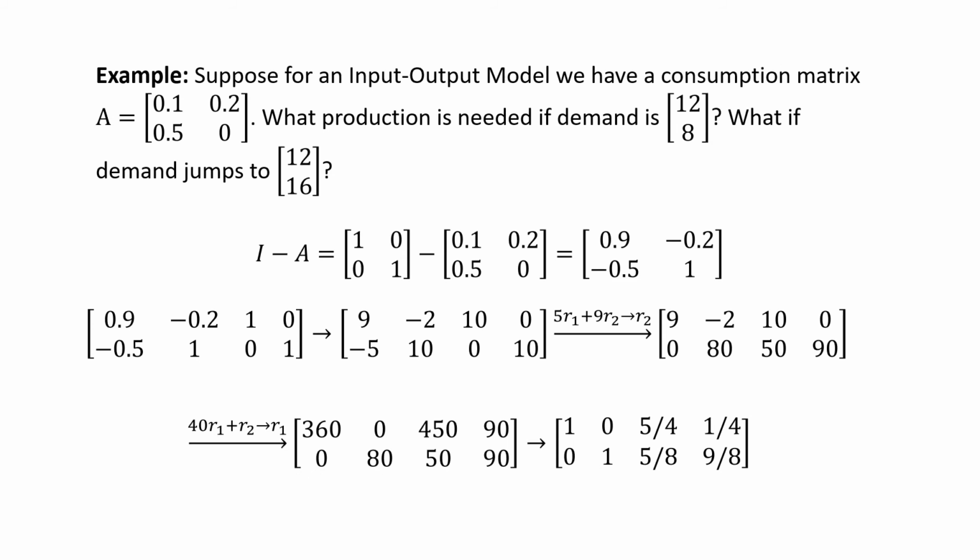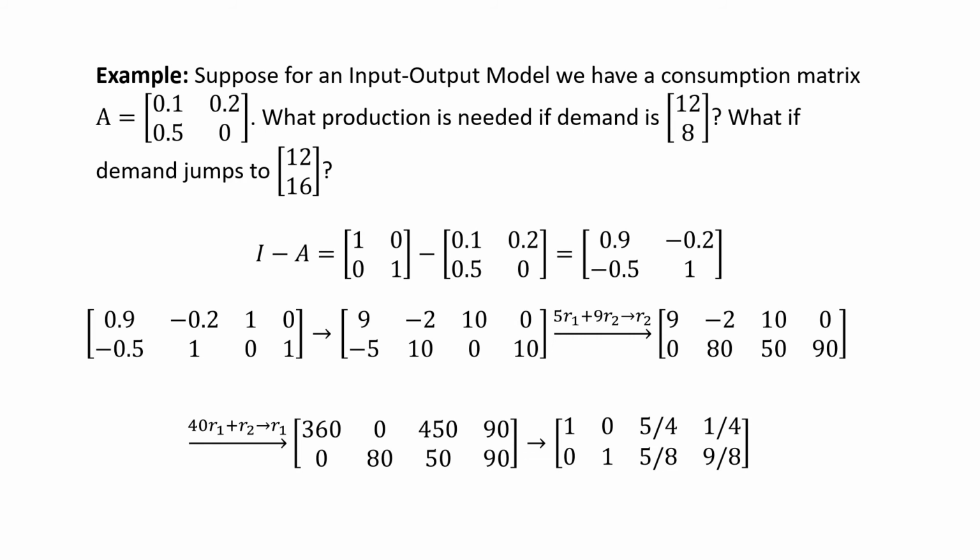So, for example, if we have an input-output model that has a certain consumption matrix, and here I give you the consumption matrix, here's a two-part problem. What production is needed if demand is 12.8? And what if the demand jumps? So what if our second sector, all of a sudden, the demand doubles to 16? How do you have to change your production to meet that demand? Well, if you were to solve this out for each of those demand matrices, you would have to solve a system of linear equations twice. And as I said, that's very expensive. I mean, in this case, it's only 2 by 2, but imagine if you had hundreds of equations, it would be very expensive to do it.